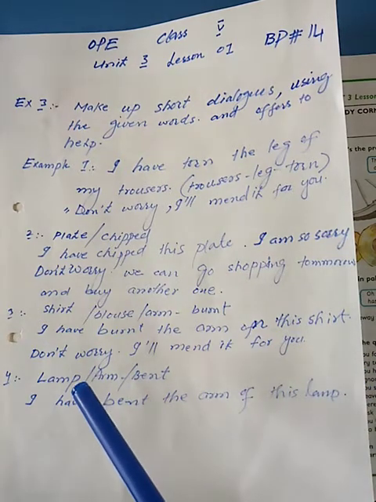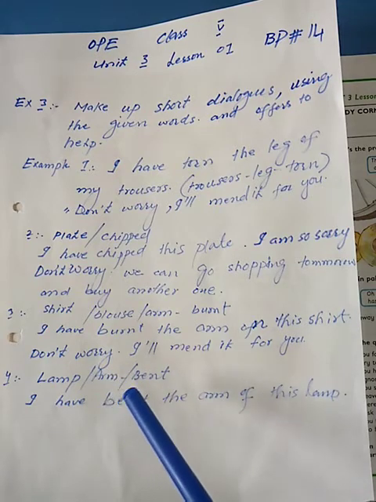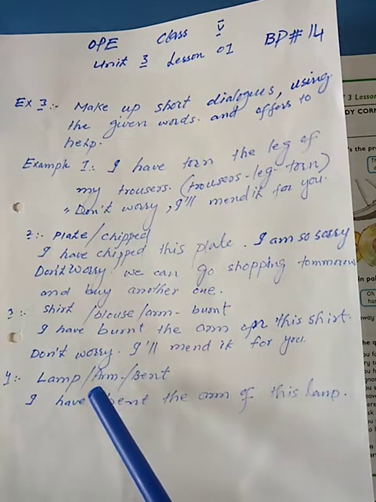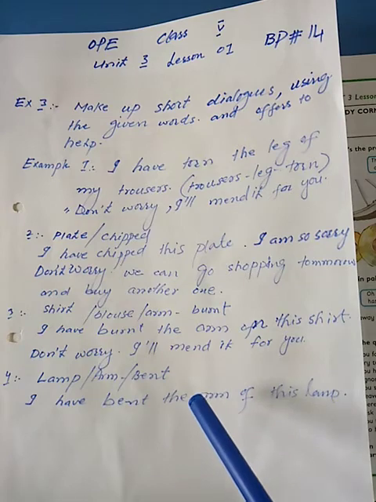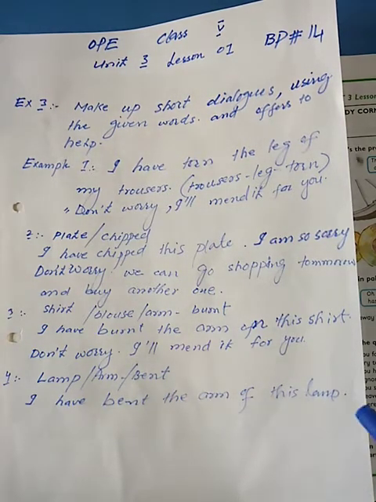Okay. Number 4 sentence is limb, arm, bent. The words that are given to us to make a sentence are limb, arm and bent. So it is: I have bent the arm of this lamb.